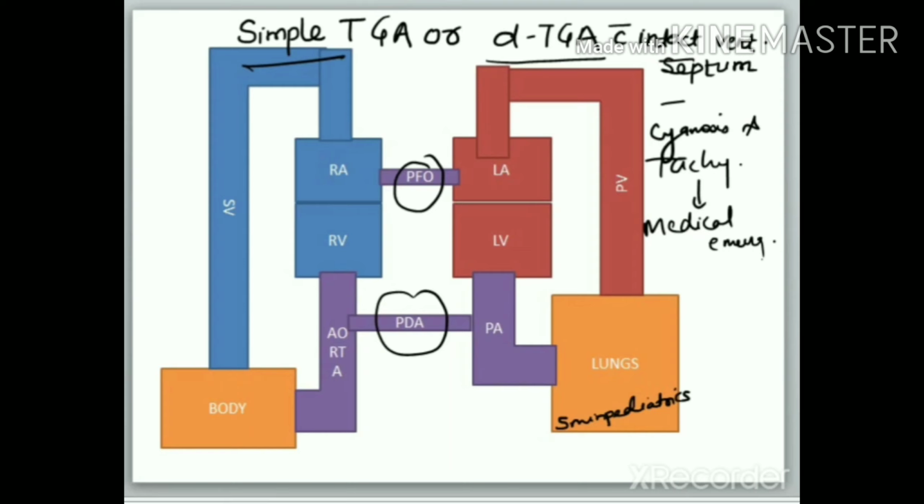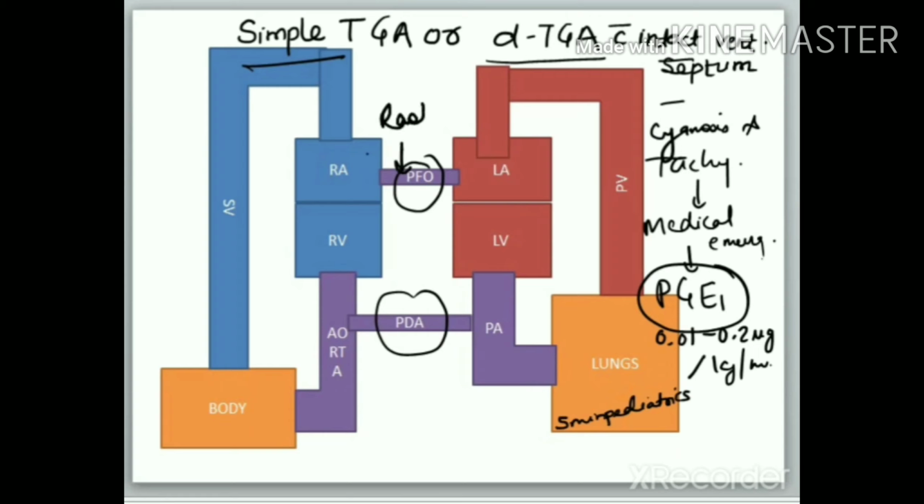So this is a medical emergency, and we have to start prostaglandin E1, alprostadil, at a dose of 0.01 to 0.2 microgram per kg per minute. Prostaglandin for patency: P for P, it maintains patency. So we should start prostaglandin, and it is a drug-dependent lesion, because if the duct closes, survival is not possible.